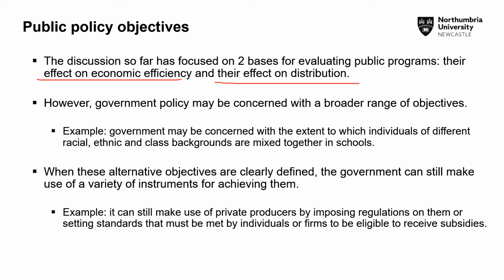So if we have a set of alternative objectives that are clearly defined, then government can still make use of a variety of instruments for achieving them. For example, there might be a regulatory requirement that certain groups or firms that meet certain characteristics, or certain individuals, will receive subsidies or will receive business as a result of these regulations. In other words, we can view this as a matter of positive discrimination, or discrimination that is aimed at promoting previously disadvantaged groups and giving them an opportunity to do business. So it gives preference to either individuals, firms, or certain groups.